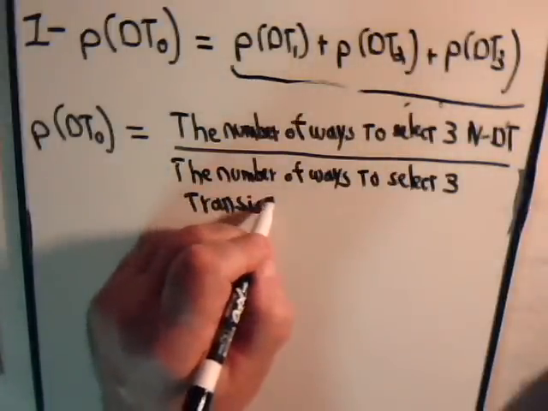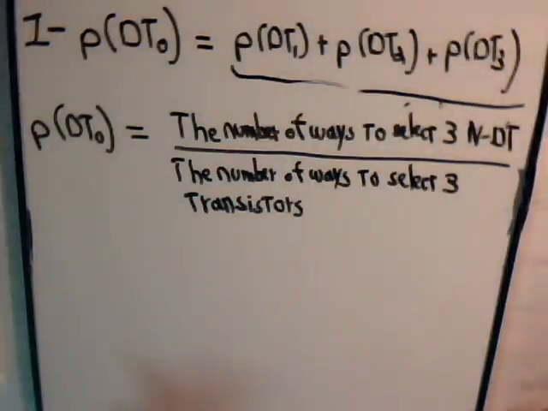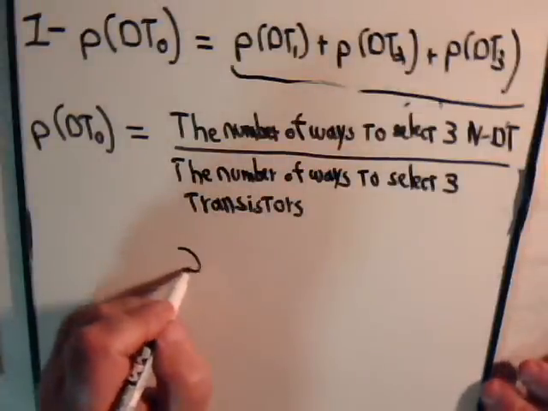Now let's make sure that this makes sense to everybody. Here we have our box of 20 transistors.